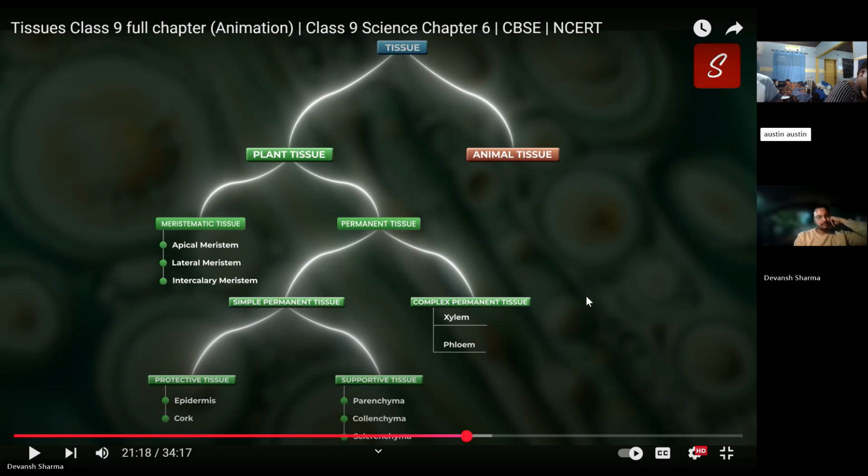The function of companion cells. The function of companion cell is to provide support to the sieve tubes. What is the meaning of companion in English? Accompany, to accompany somebody. Similarly, here also companion cells are accompanying the sieve tubes.